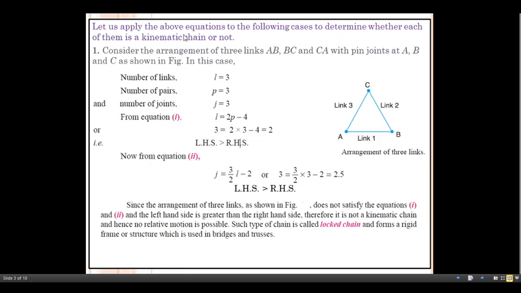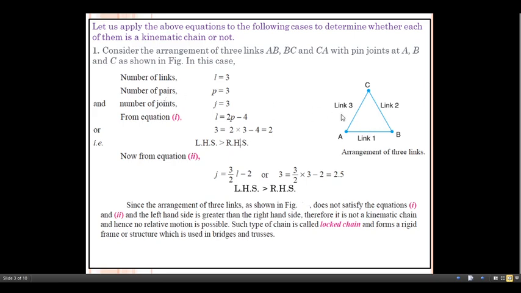So let us apply the above equations to the following cases to determine whether each of them is a kinematic chain or not. Let us consider the arrangement of three links AB, BC and CA with pin joints at A, B and C as shown in the figure. In this case, how many links? Just count 1, 2, 3. So the number of links is 3.